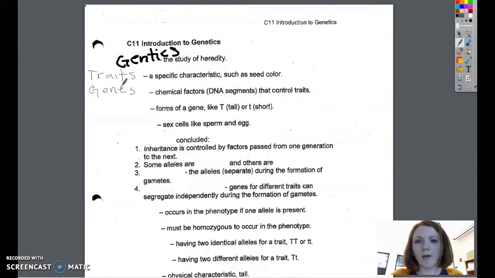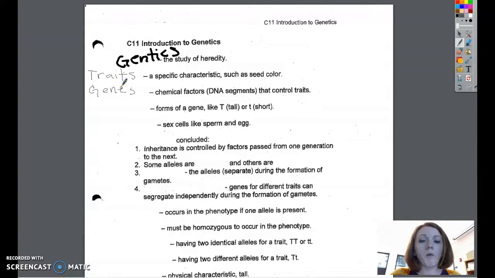So we can do that for hair color, eye color, all the traits that we have. Some of the gene segments are shorter and some of them are bigger. It just depends on what it is. But the chemical pieces, the DNA pieces that control the traits, we call genes.